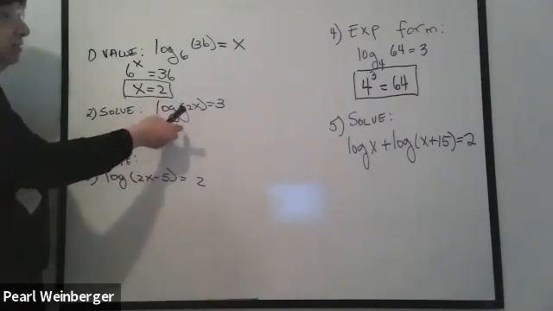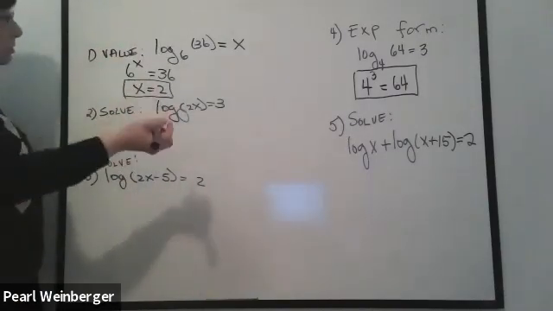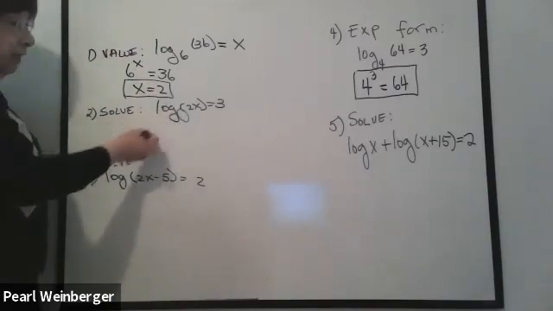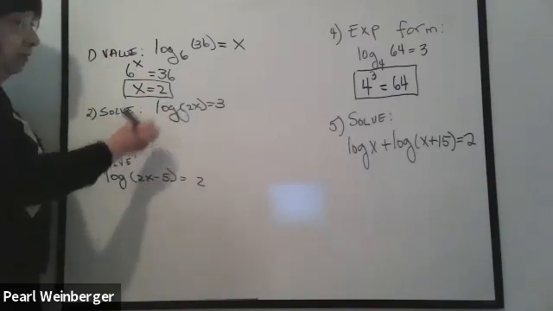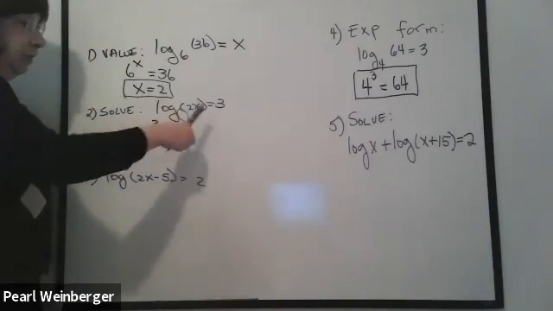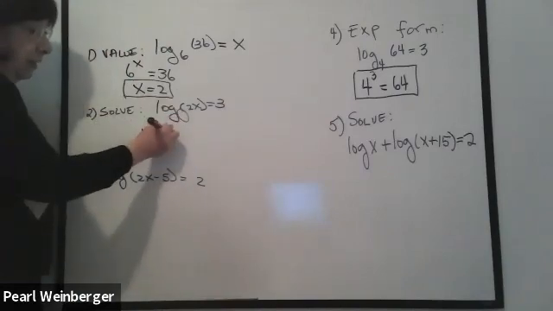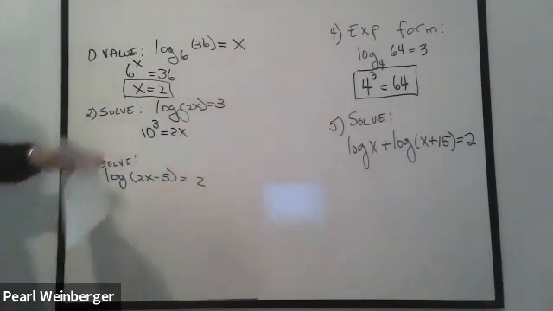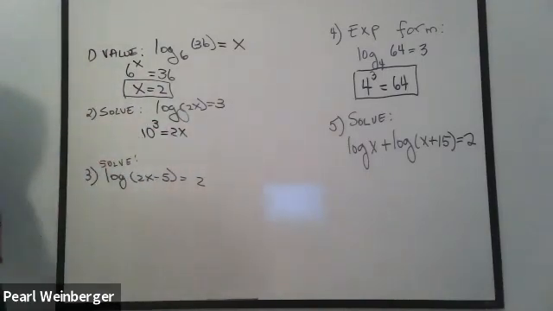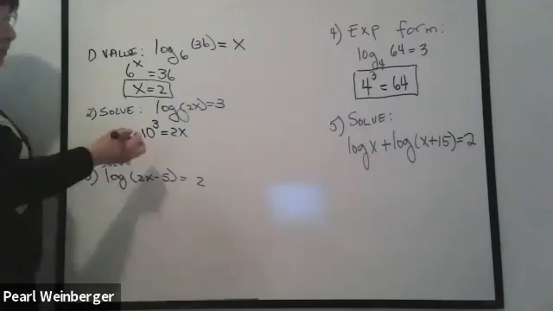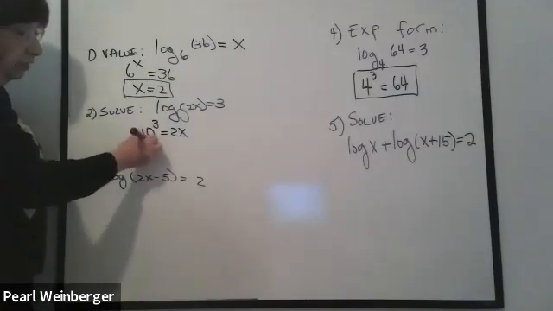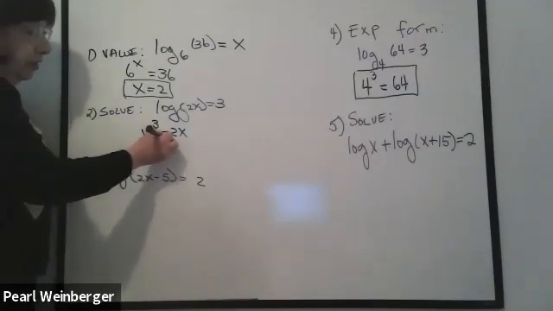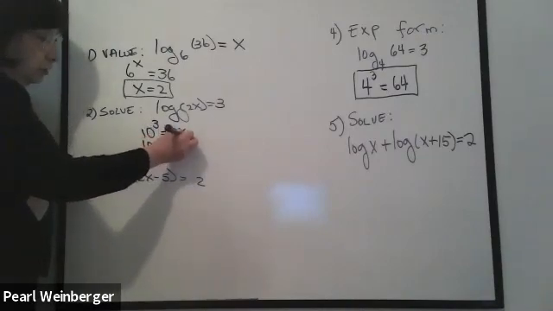So converting this again, if you notice, I'm converting this to exponential form. My base is going to be 10. My exponent is going to be the 3, the number on the other side, and that's going to equal 2x. And I just have to figure out the solution to this equation. Well, 10 to the third, I think everybody realizes, is 1,000. So I get 1,000 equals 2x.